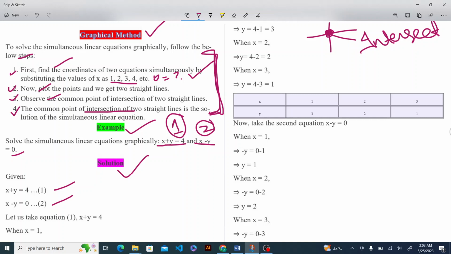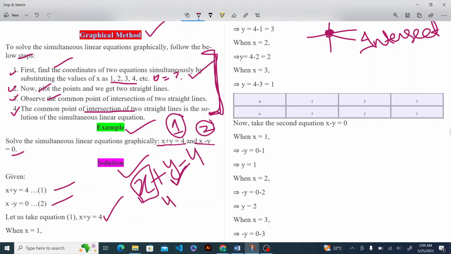Okay, so the first equation we are going to take is x plus y is equal to 4. Now see, we will rearrange it. x plus y is equal to 4. We are going to put the values for x and find the value of y for the given x value.